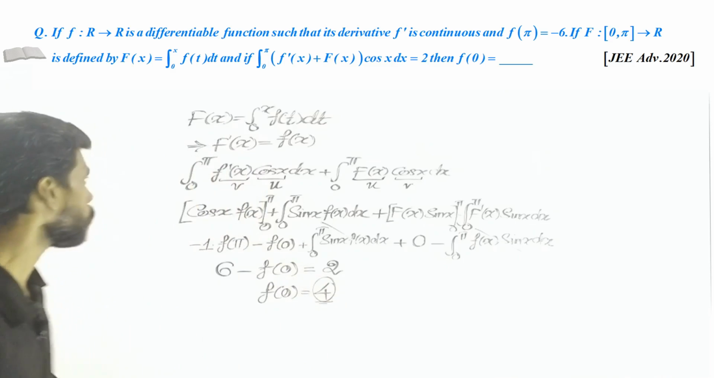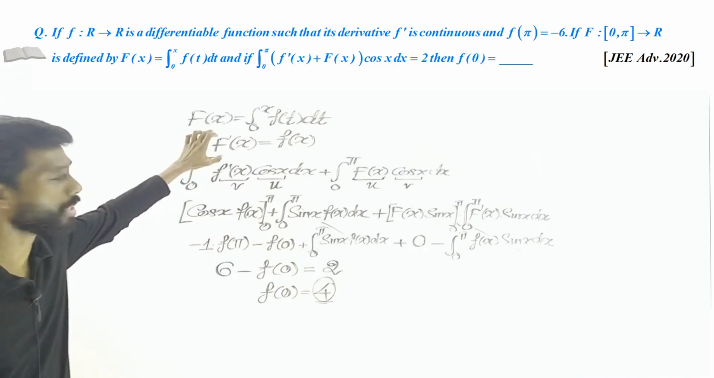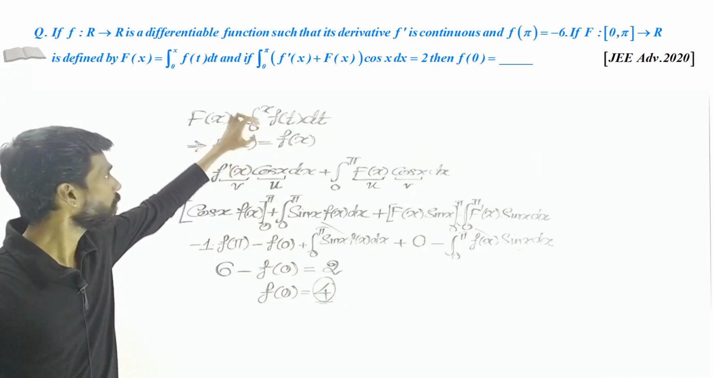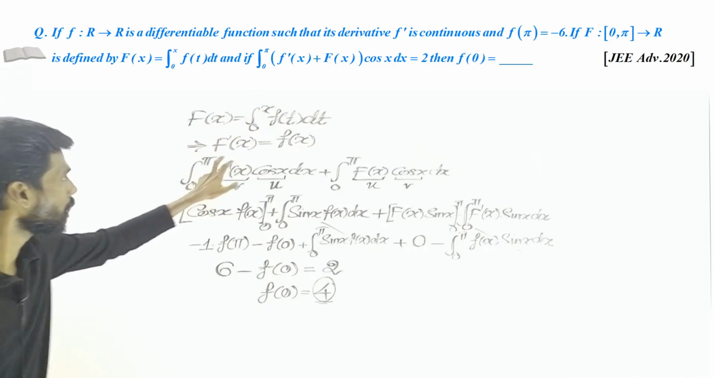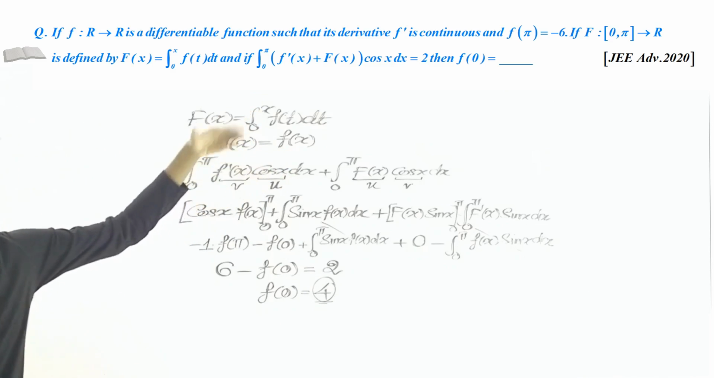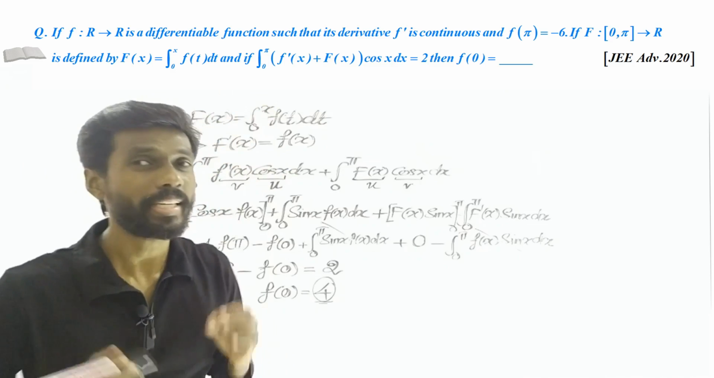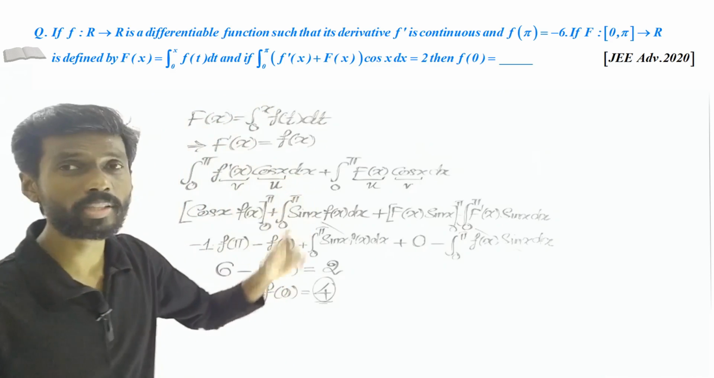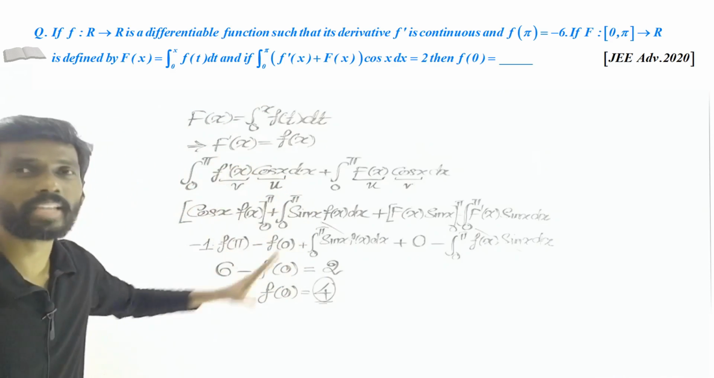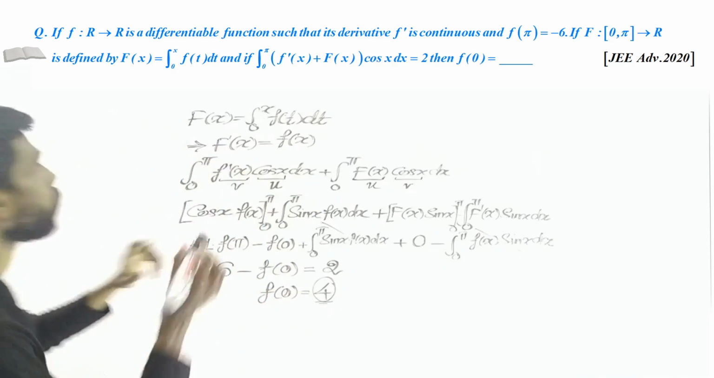So that's it. We just do the differentiation, obviously, because we need to remove this integral with variable limit. So we do the differentiation and we got some relation. To find that integral, we have to use integration by parts, because it is a product of functions, and we get this answer. So f of 0 is 4.